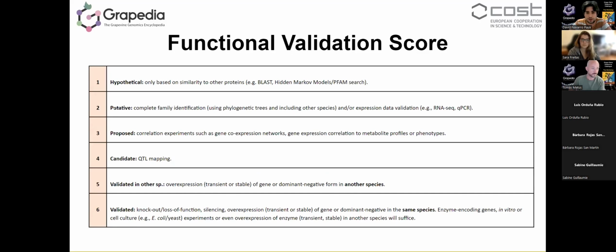So going to the functional validation score, as Tom explained well, we've got different levels that will support the function that you describe in one of the columns. It ranges from a simple hypothetical case where you've got a sequence-based homology to a protein in another species and you're suggesting a function, to actual knockout and loss of function experiments in VTC itself, which are the highest level of evidence we're contemplating at the moment.